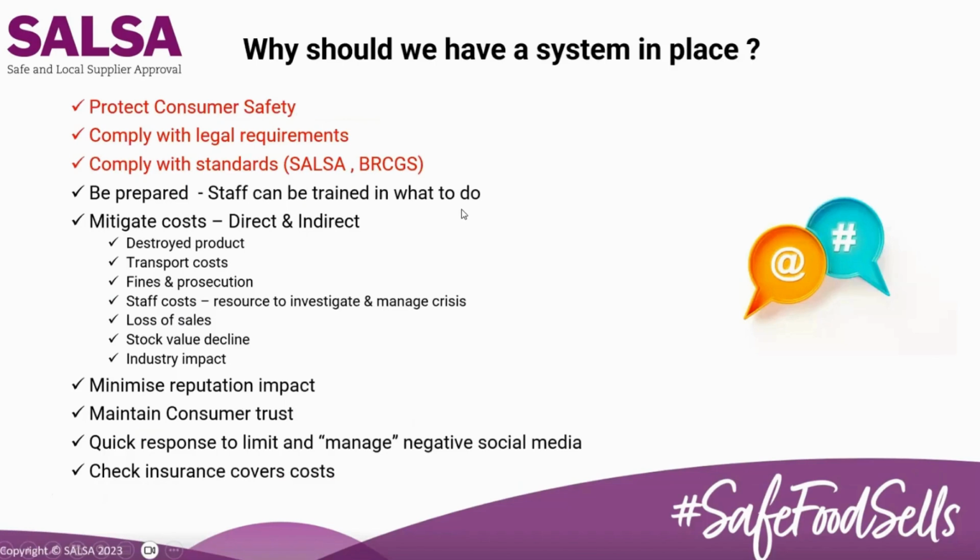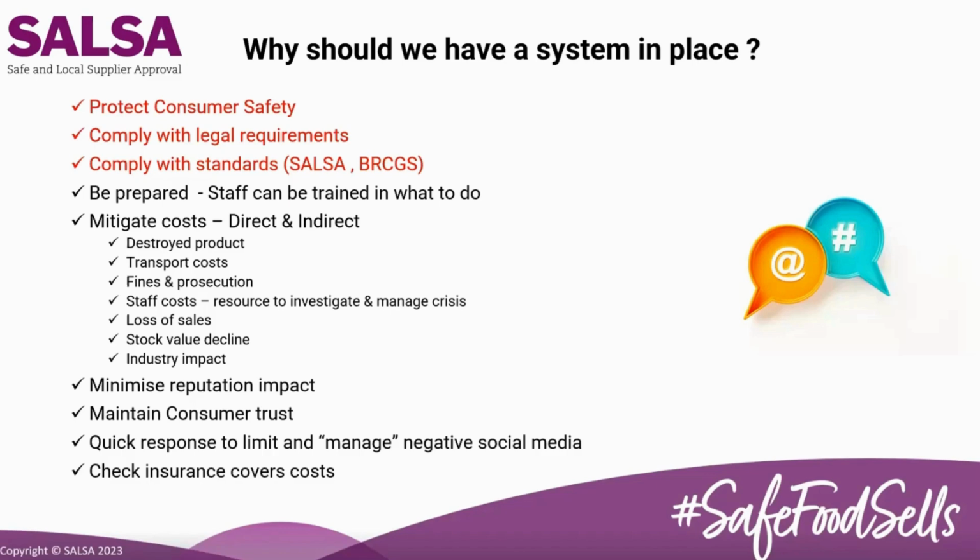So why should we have a system in place? I've highlighted in red the really top line important points. Firstly, you're protecting consumer safety. The products that you produce, you have a responsibility to make sure that they're safe and not going to make people ill. You're complying with legal requirements. You're also complying with standards, so your SALSA standard, maybe you've got BRCGS as well. Another aspect is that if you've got a system in place, you've got something which you can train your staff on, so in the event of a crisis, your staff know exactly what to do.